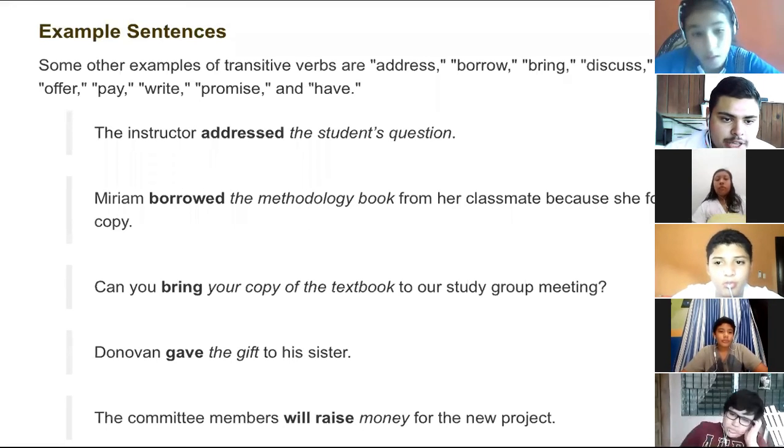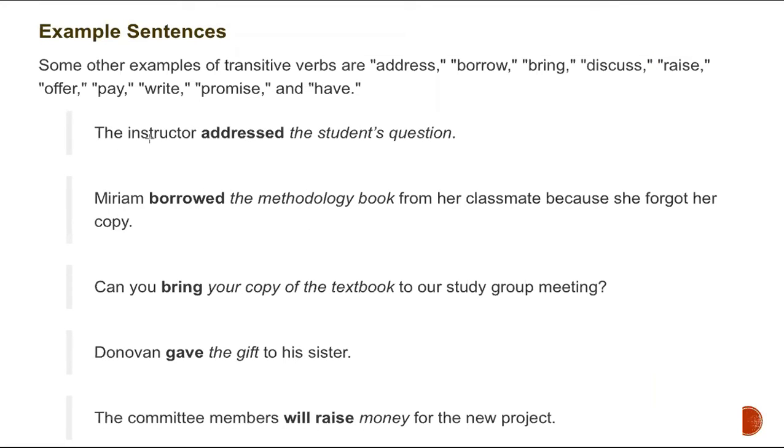Okay, let's see. In the first sentence, the instructor addressed the student's question. Where is our subject? The instructor. This is our subject. Verb: address.